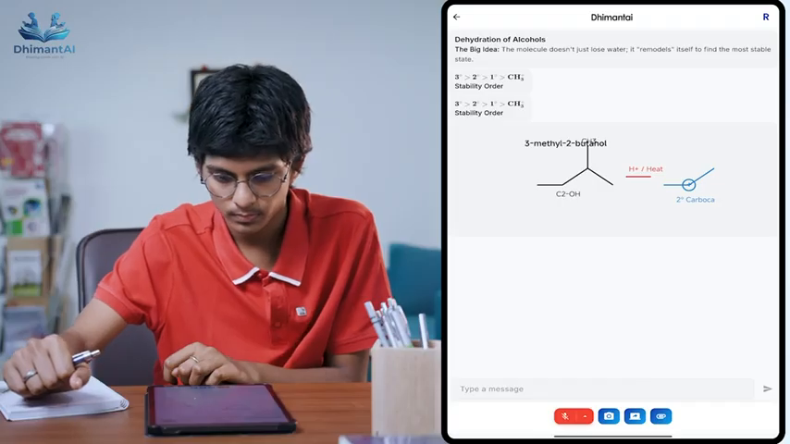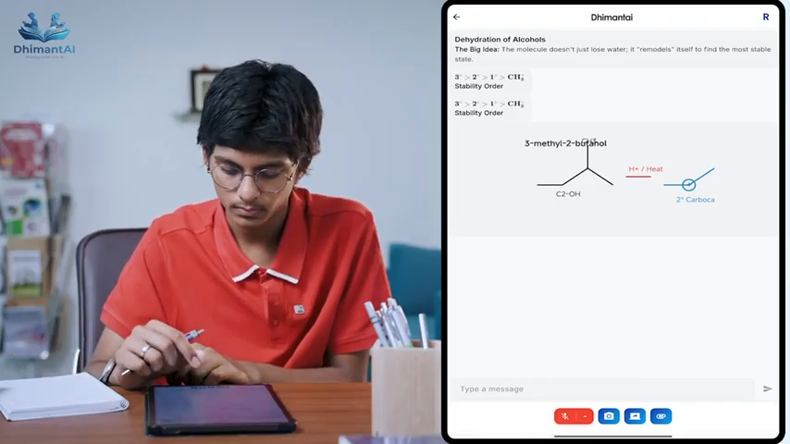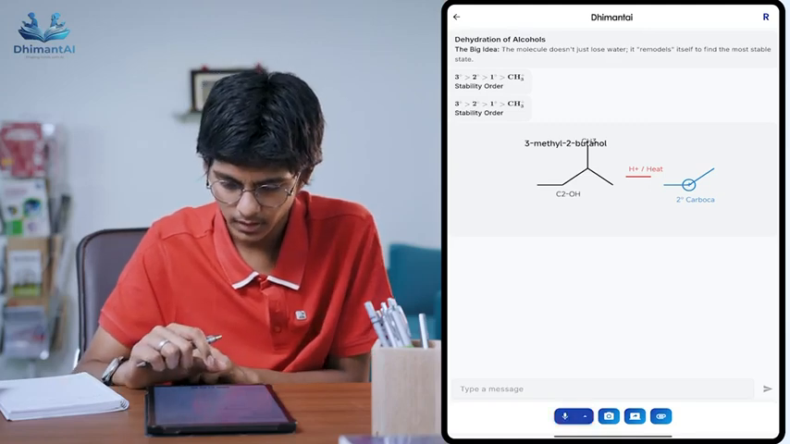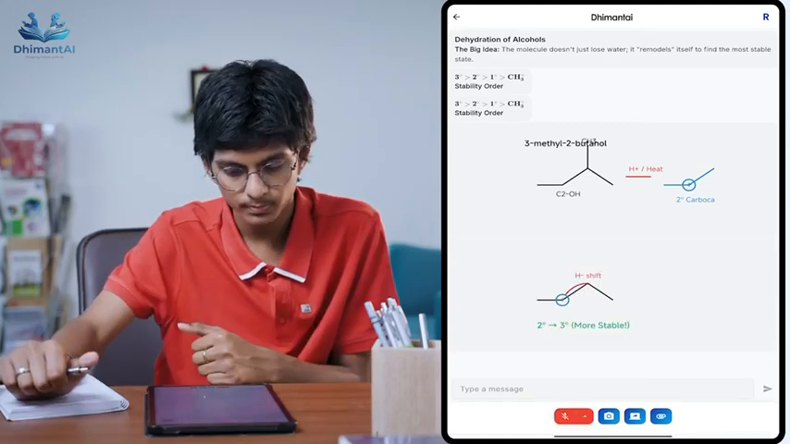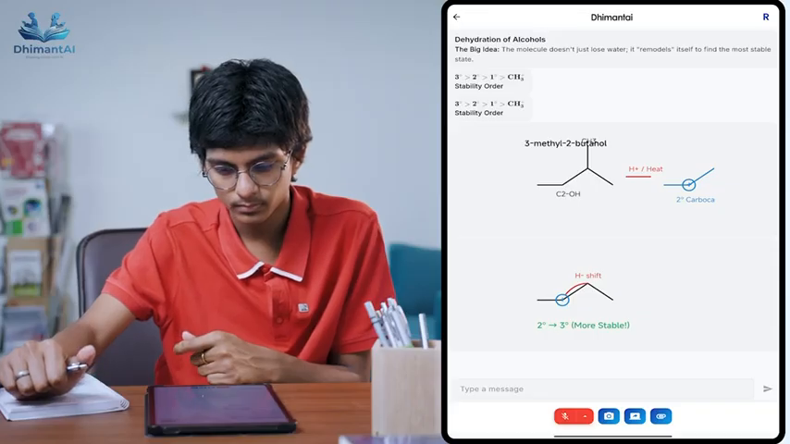If the charge moves to carbon 3, what kind of carbocation would it become: primary, secondary, or tertiary? Tertiary. Exactly. It becomes a tertiary carbocation.